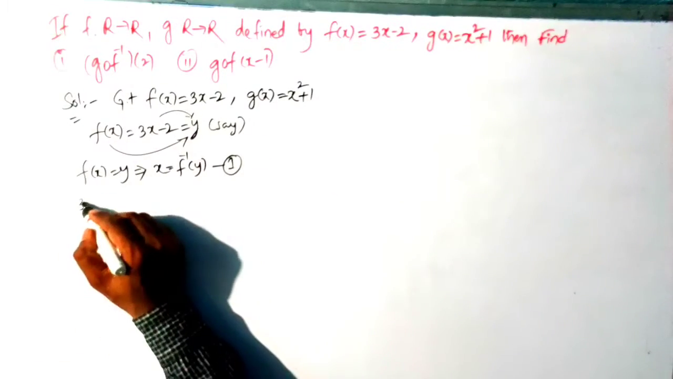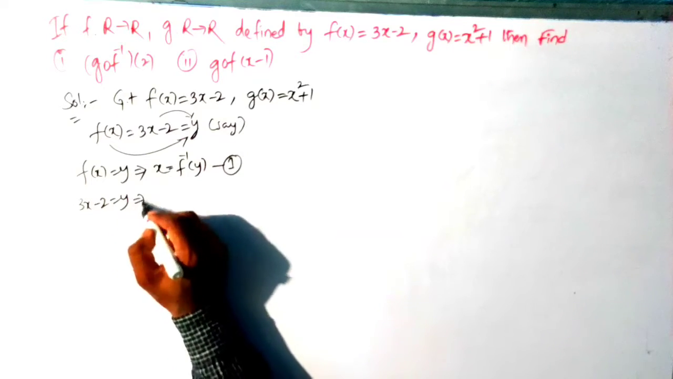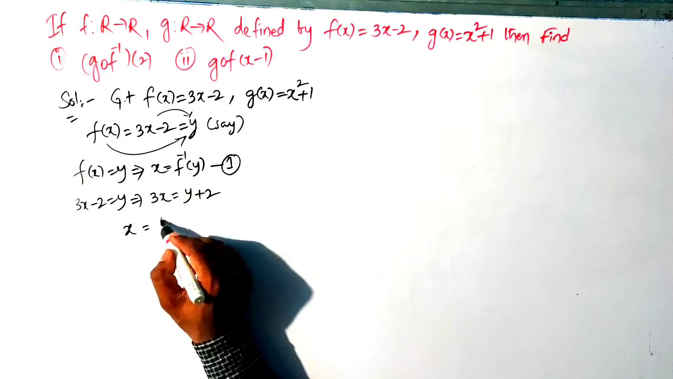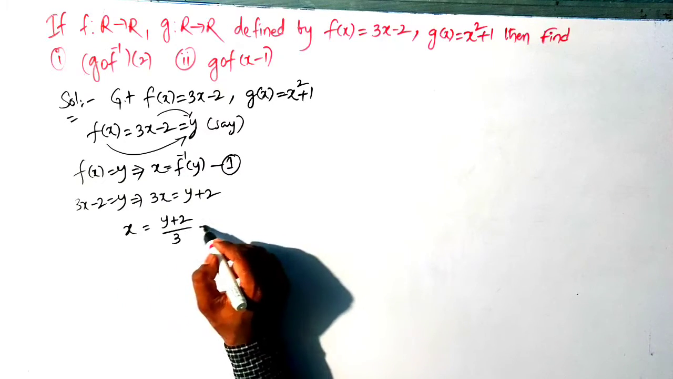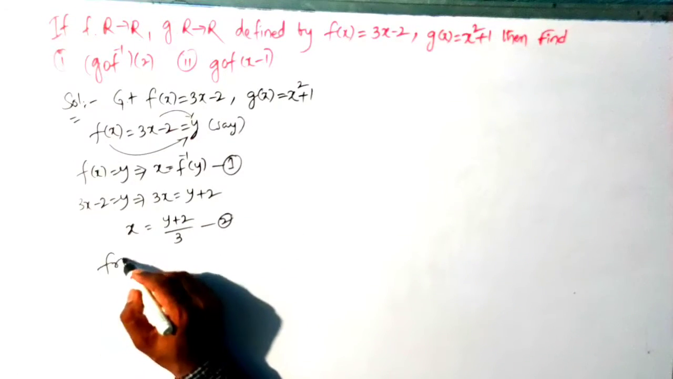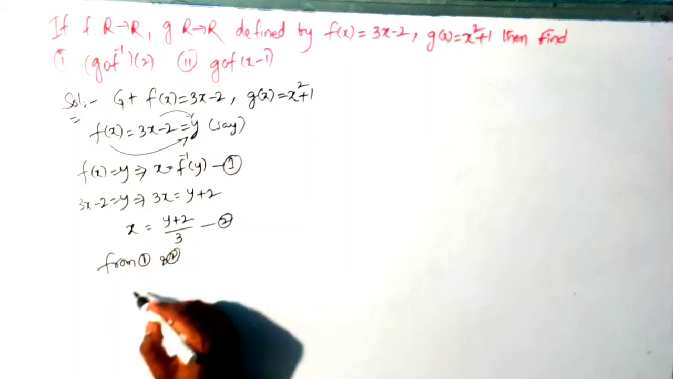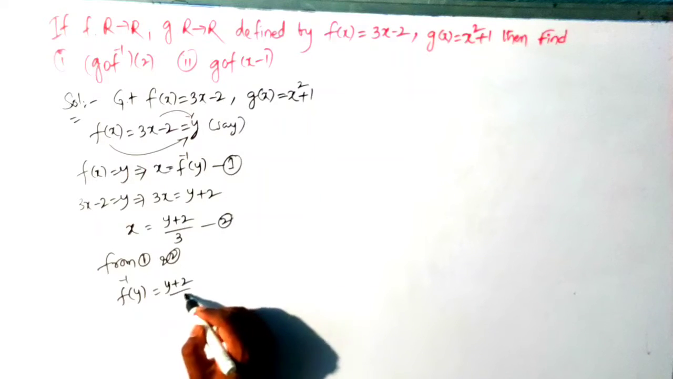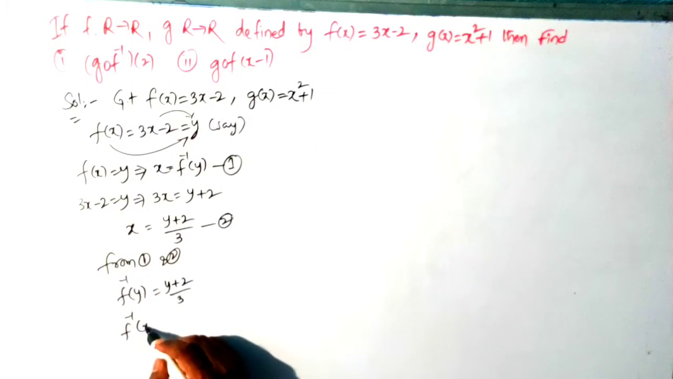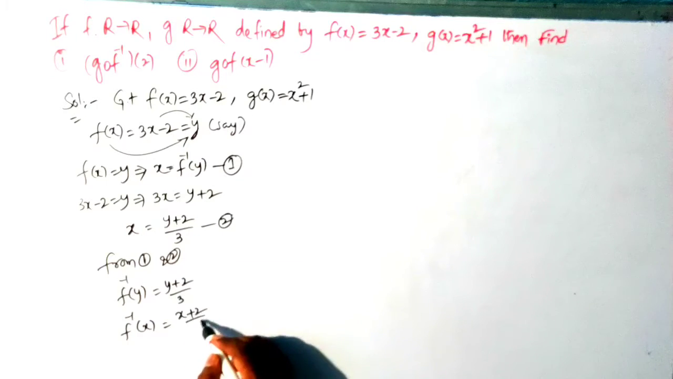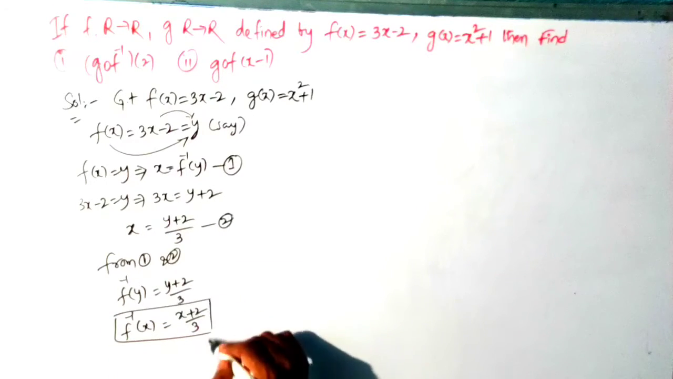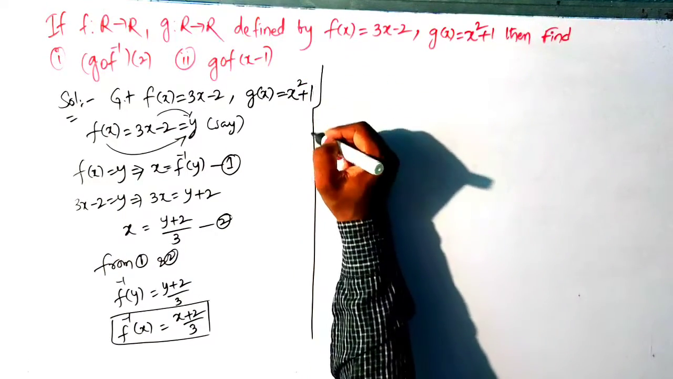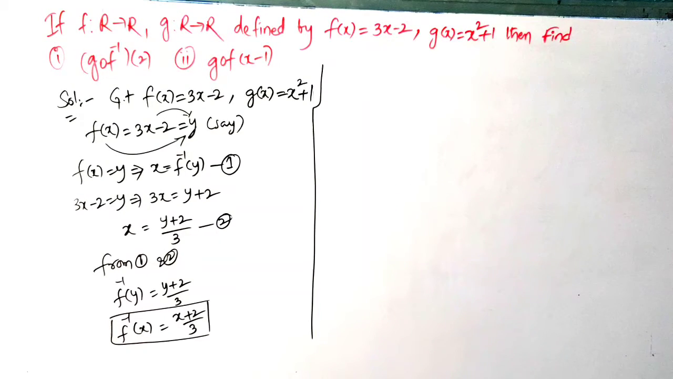Then after that we take 3x minus 2 equals y. That implies 3x equals y plus 2. So x equals y plus 2 divided by 3. This is equation number 2. So from 1 and 2, f inverse of y equals y plus 2 divided by 3. So in terms of x, we write f inverse of x equals x plus 2 divided by 3. So we got f inverse of x also. Okay.